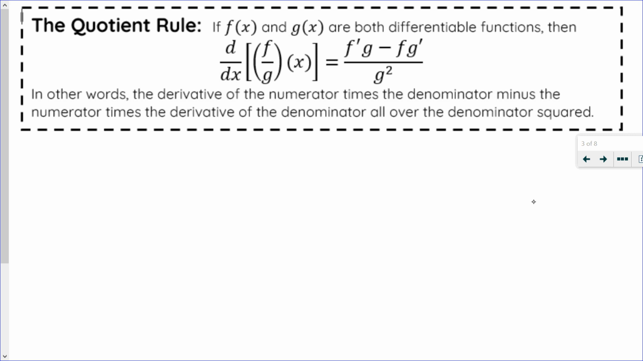So the quotient rule in calculus is used to divide two functions. Anytime I have functions that are divided, I can use the quotient rule, and here's what it looks like. The derivative of the quotient of f over g at x, which is the same as f of x over g of x, is equal to the derivative of f times g minus f times the derivative of g, all over g squared. Or in other words, the derivative of the numerator multiplied by the denominator minus the numerator times the derivative of the denominator, all over the denominator squared. So that's the calculus definition of the quotient rule.